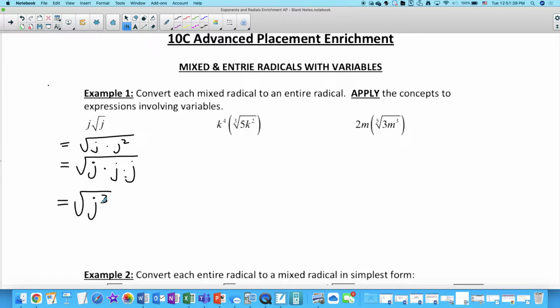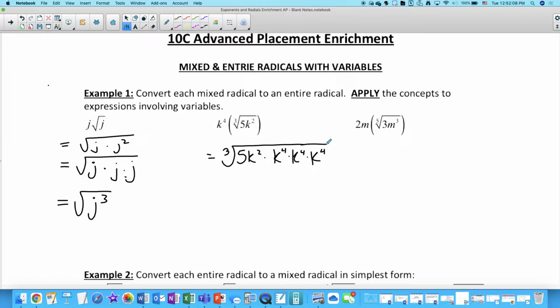All right, let's look at this guy. There's a k to the 4 on the outside. We're looking at a cube root. How many k to the 4s would we have had to have on the inside? 3. So I can start out by looking at the cube root of, this is what was already in there, 5k squared. And then I got to put k to the 4 times k to the 4 times k to the 4 back on the inside, right?